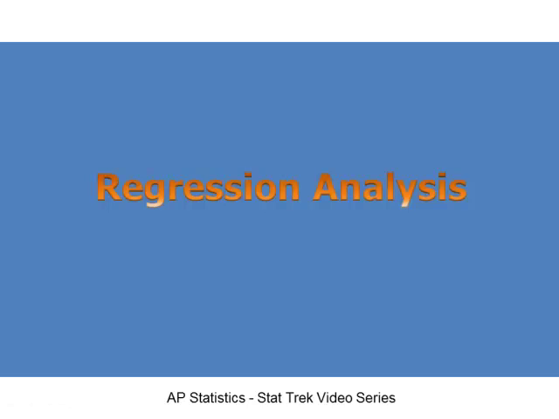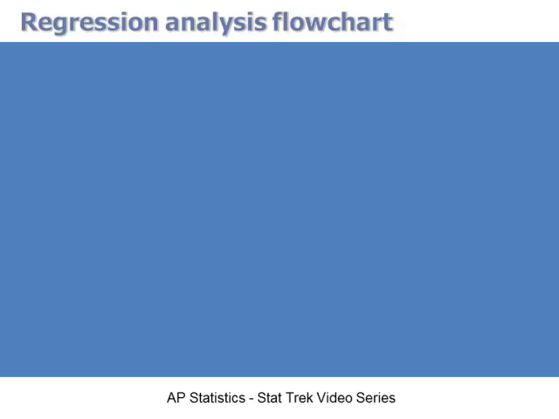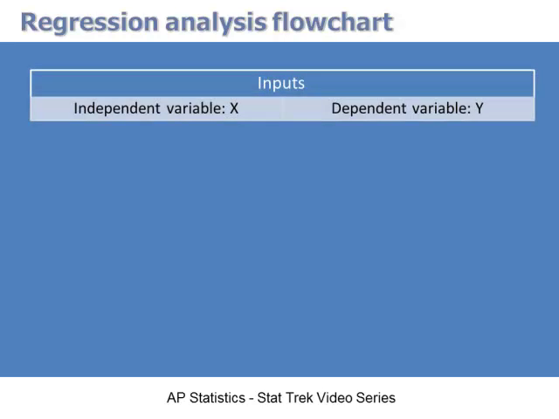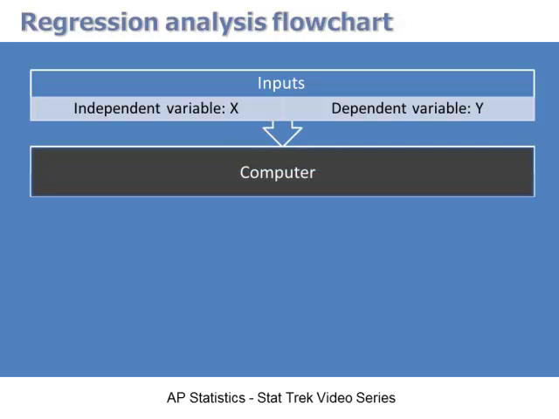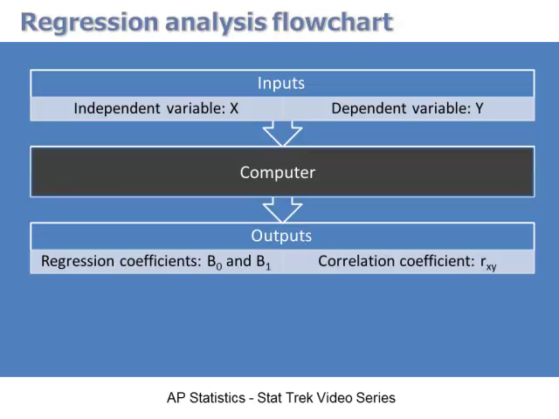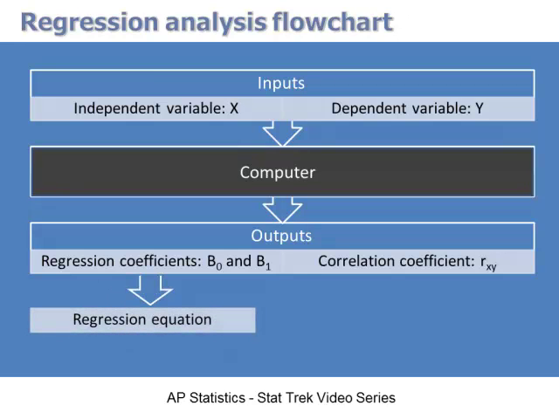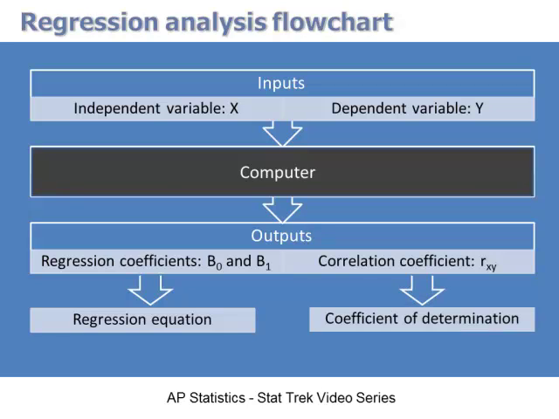Now that we are familiar with regression notation, let's talk about regression analysis. With simple linear regression, the researcher begins with raw data, an independent variable x and a dependent variable y. He enters the data into a computer. The computer produces regression outputs. It defines regression coefficients for the regression equation, and it computes a correlation coefficient that defines the coefficient of determination. The computer does a lot of good work, but it is a black box. It hides the internal computations.